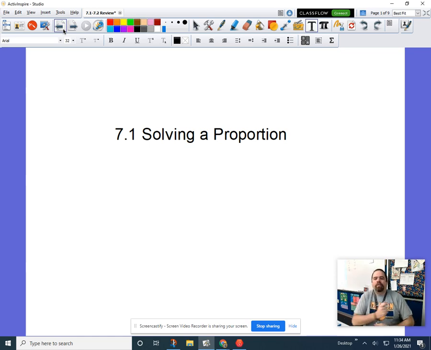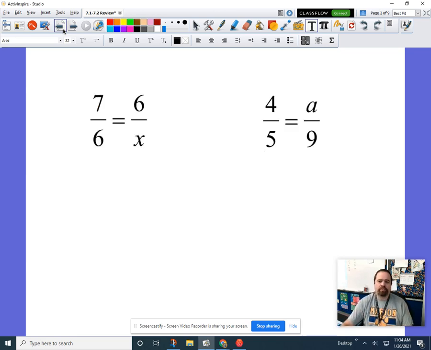So the first thing I had you do was just solve a proportion. You have to be able to solve a proportion to set up a ratio proportion to solve for a side in a right triangle or in a triangle. So long story short, you need to be able to solve an equation that is set up like this.